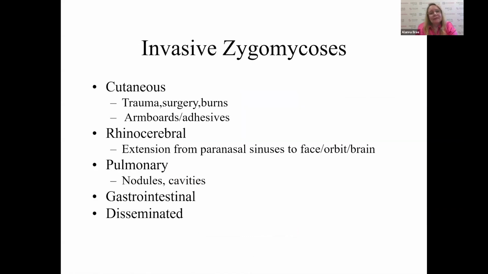And then again, luckily we're not going to see these often, but the invasive zygomycoses can affect the skin, more common in trauma, surgeries, and burns. It can also happen if patients have arm boards with adhesives. So again, keep that high clinical index of suspicion if you are on the inpatient services doing consults. You can have rhinocerebral, pulmonary, gastrointestinal, and then certainly disseminated.